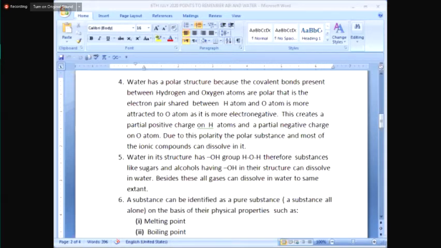Because the rule is, which I have not written in my points to remember, you can remember it: like dissolves like. That is, similar things have more affinity with each other and dissolve in one another. I hope my dear Musa has understood the question.